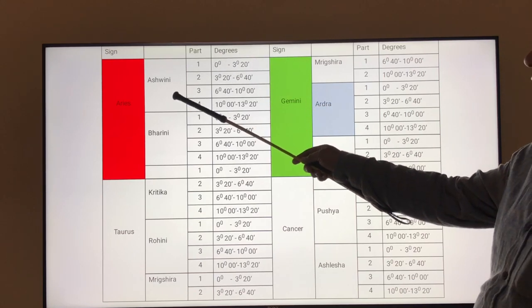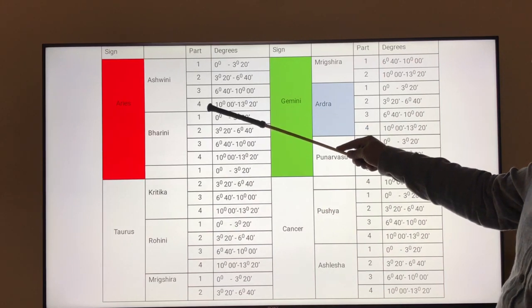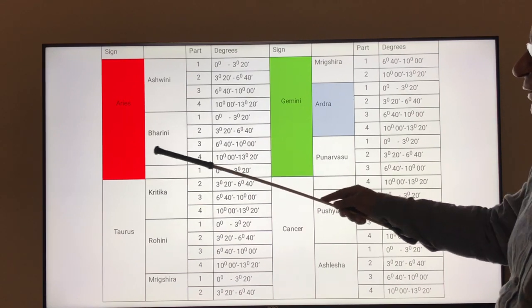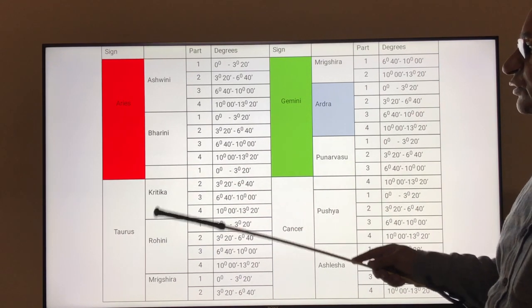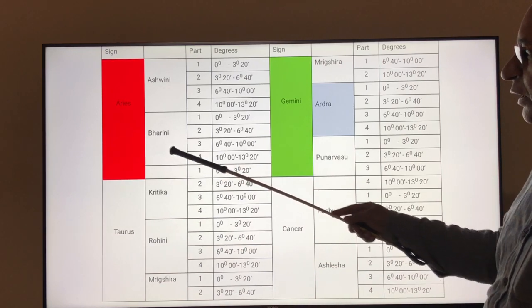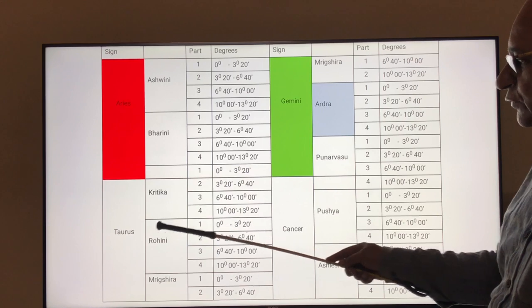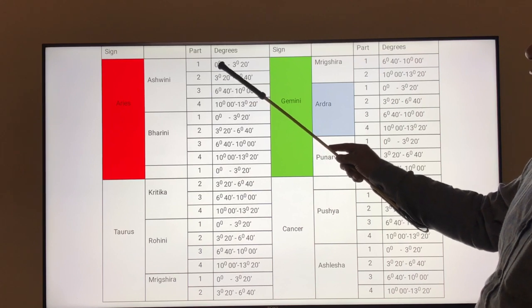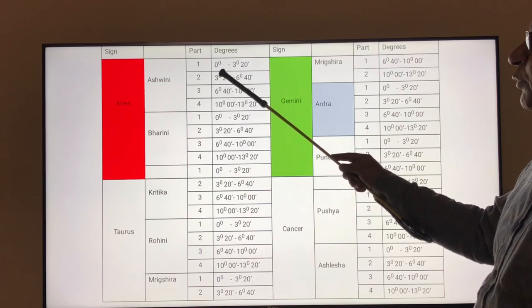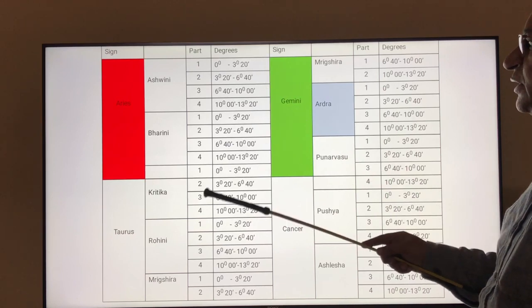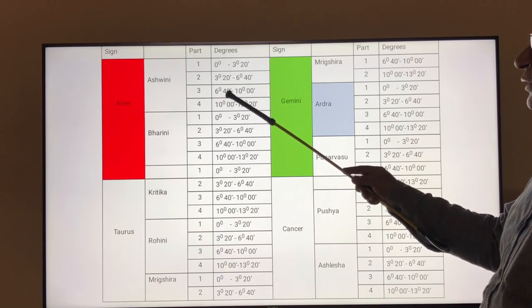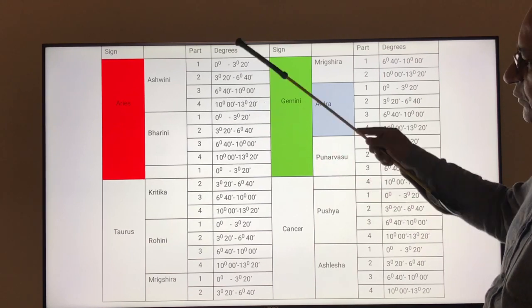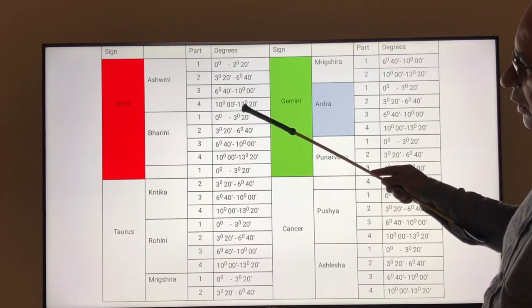The Ashwini nakshatra, the first nakshatra, has 4 parts in the Aries sign. The Bharani nakshatra has 4 parts in the Aries sign. But the Kritika nakshatra has 1 part in the Aries sign and the remaining 3 parts in the Taurus sign. We see that the first part is from 0 to 3 degrees 20 minutes, the second part from 3 degrees 20 minutes to 6 degrees 40 minutes, the third part 6 degrees 40 minutes to 10 degrees, and the fourth part 10 degrees to 13 degrees 20 minutes. So this completes one nakshatra or constellation.